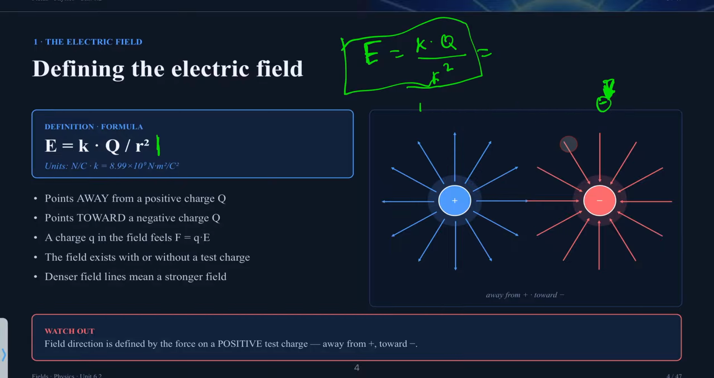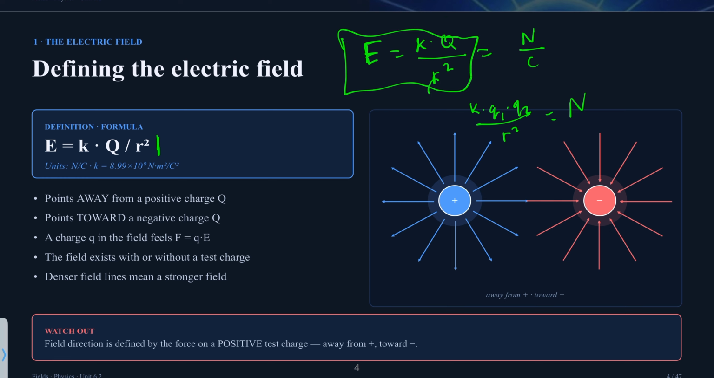Now, let's dig deeper into that idea. So we know that the electric field is equal to K times Q over R squared, right? If K times Q1 times Q2 over R squared gives a Newton, then this is just missing 1 Coulomb, right? So it should be in units of Newton per Coulomb. If you had another Coulomb, you could multiply that and get a Newton. But since you don't have that, you'll have to stick with Newtons per Coulomb, okay?